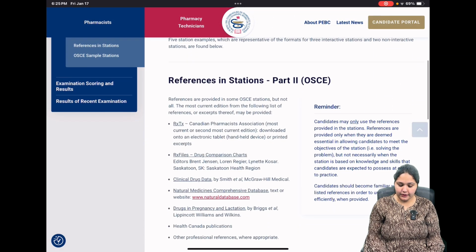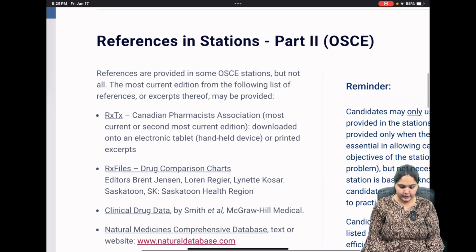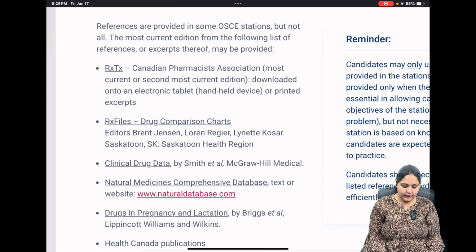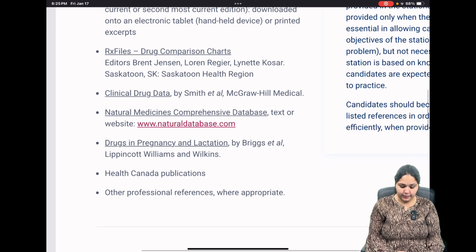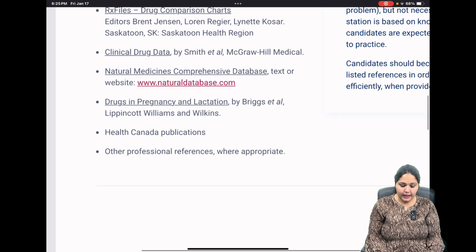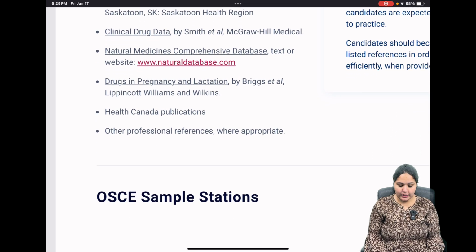Now we come to the references in the stations for the PEBC OSCE. You can see there are some references, for example RxTx, Rx files, and clinical drug data. Sometimes the topic is related to natural medicine, so obviously the reference relates to that. Sometimes the topic could be related to pregnancy and lactation, so one of the references is Drugs in Pregnancy and Lactation by Briggs. There are also Health Canada publications, and obviously other professional references whenever needed.